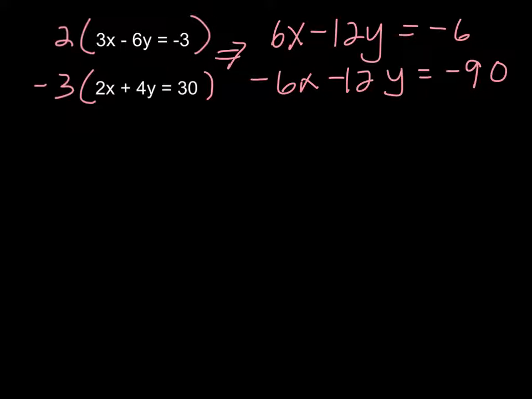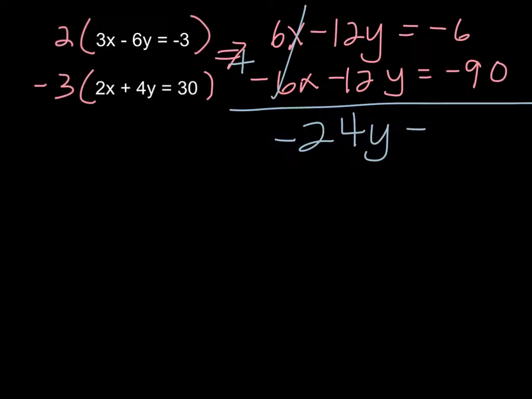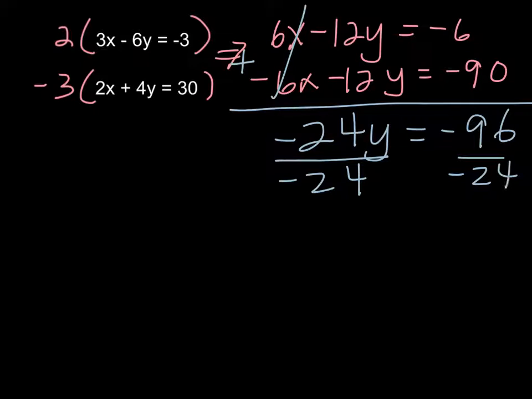And here's what you get. Now when I add these guys up, notice I have positive 6x and negative 6x, so those guys cancel each other out. Negative 12y plus negative 12y is negative 24y. And then we have negative 6 plus negative 90 is negative 96. Divide both sides by negative 24. And we'll figure out y is 4.